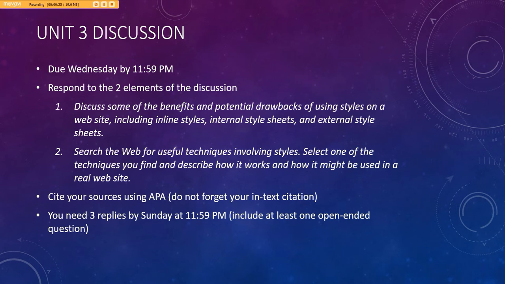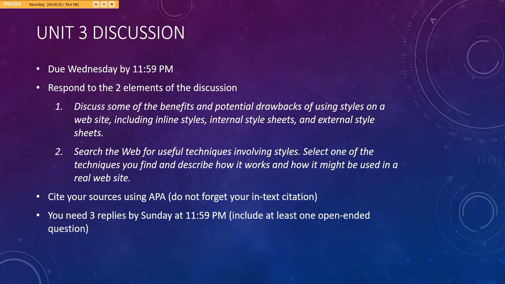Discuss some of the benefits and potential drawbacks of using styles on a website, including inline styles, internal style sheets, and external style sheets. Search the web for useful techniques involving styles. Select one of the techniques you find and describe how it works and how it would be used in a real website. Cite your sources using APA. Don't forget your in-text citation.